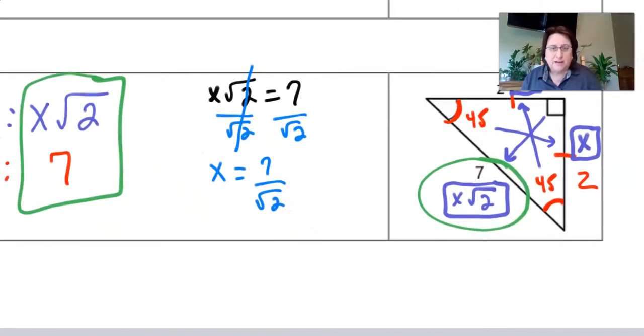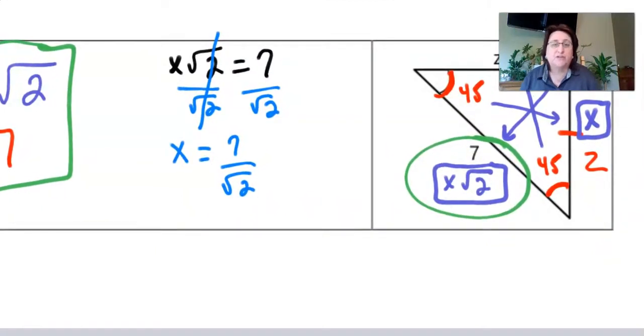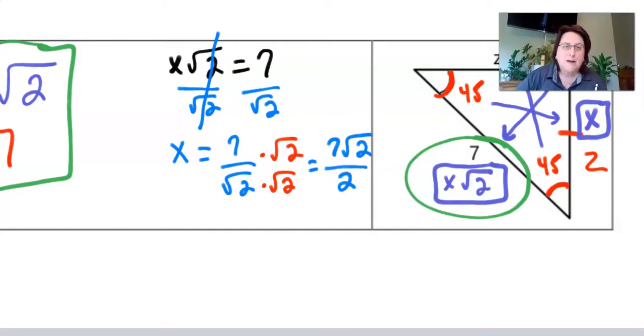I'm going to zoom in here so we can focus on just this first. No radicals in the denominator. So we need to multiply both the numerator and the denominator by the square root of 2 to get rid of the radical in the denominator. So now we have 7 square root 2 over 2. Can we reduce this?